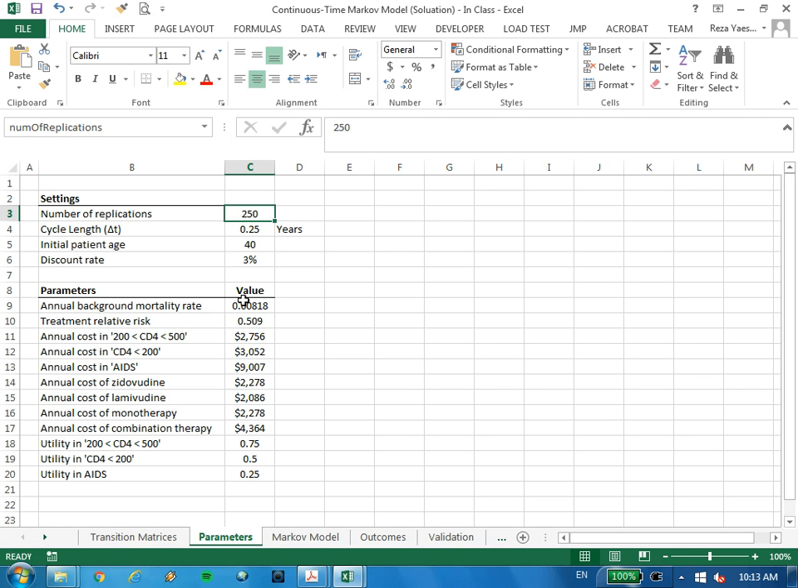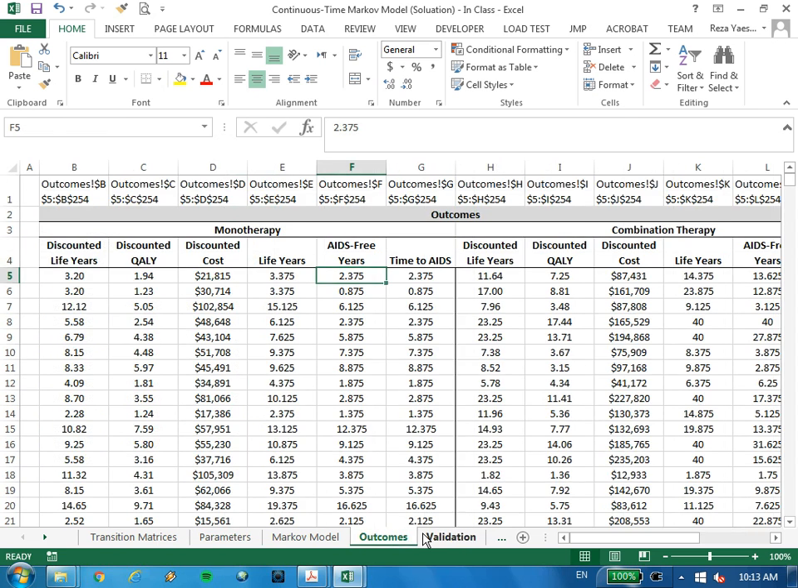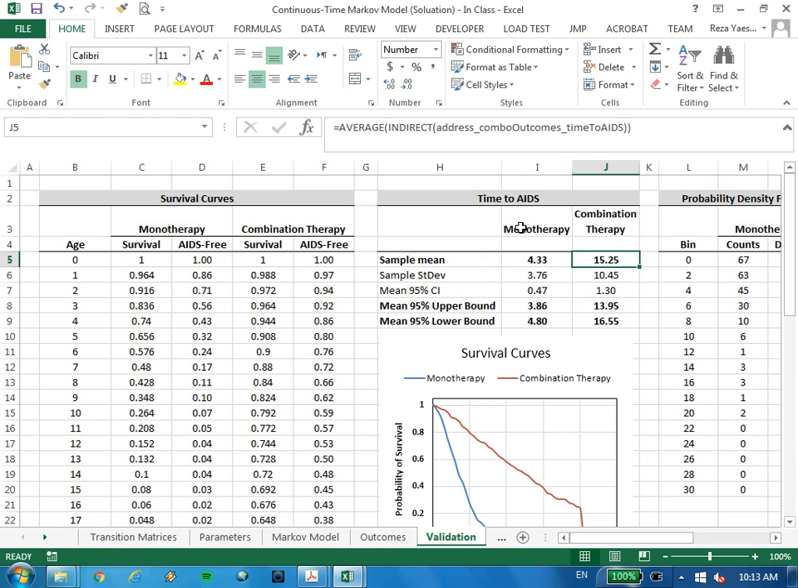Yes. If I increase the number of replications, then look at, for example, the time to AIDS. If I'm interested in estimating time to AIDS, my sample mean is, for example, here 15 years, and here is my confidence interval. If I'm not happy with the length of the confidence interval, I can increase the number of replications. Let's remember, this is now between 14 and 16 and a half.